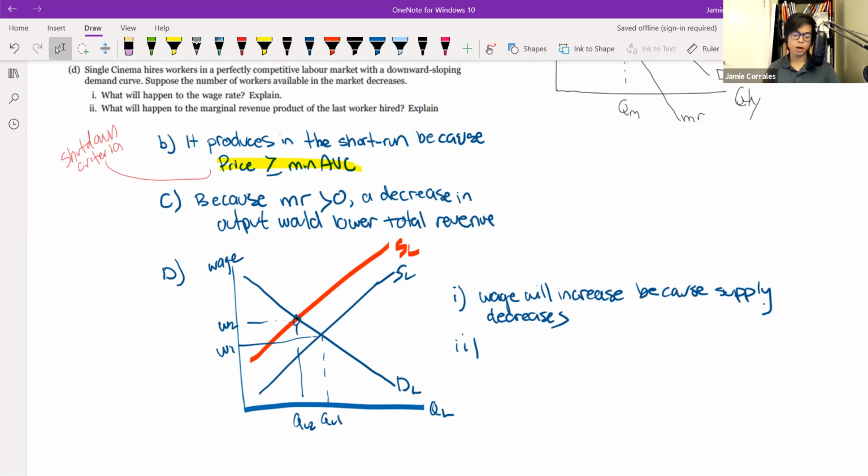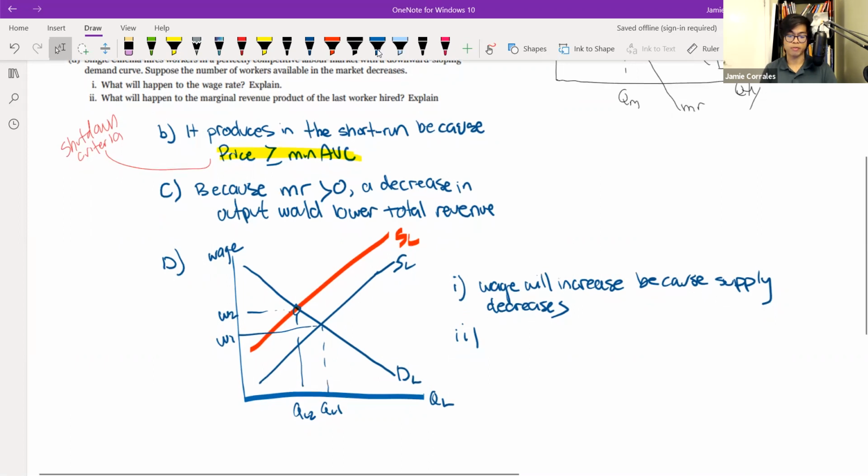So remember, each firm in a perfectly competitive market structure, in a factor market, is a wage taker. So what that means is the supply of labor for the individual firm is horizontal at the wage rate. Since the wage rate is higher, our supply curve for the individual firm rises. So what's going to happen is that the marginal revenue product of the last worker will increase.